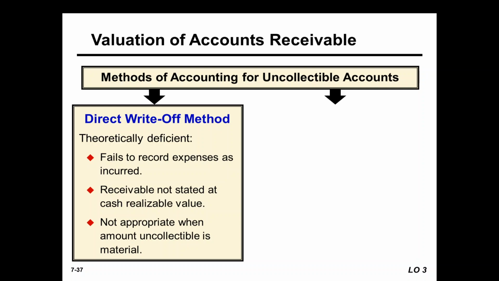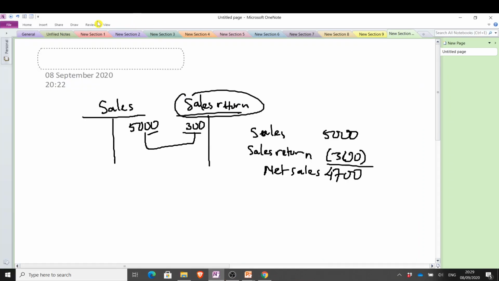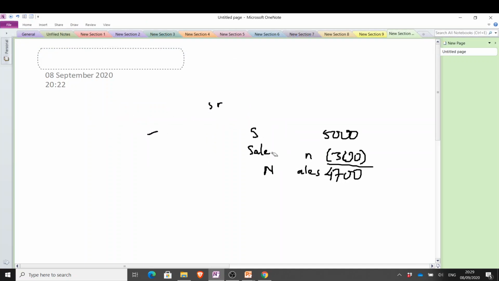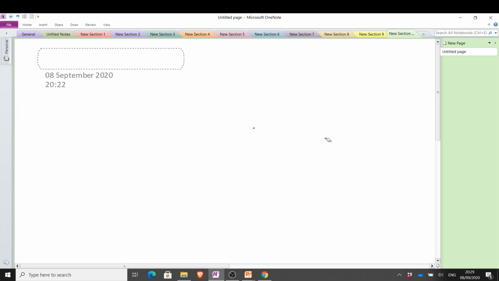But this method is theoretically deficient because we will not record expenses as the expenses are incurred. And second, receivable is not stated at the cash realizable value, and it is not appropriate when the uncollectible amount is material. So let me show you why it is theoretically deficient. Let's say this.